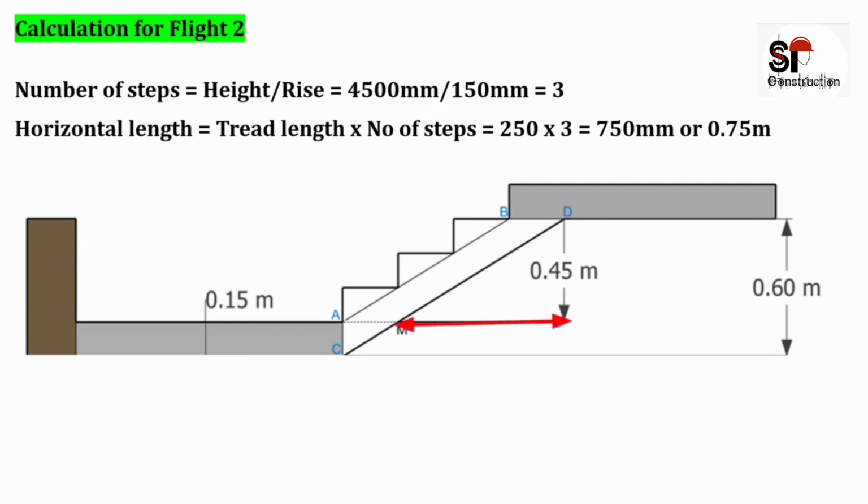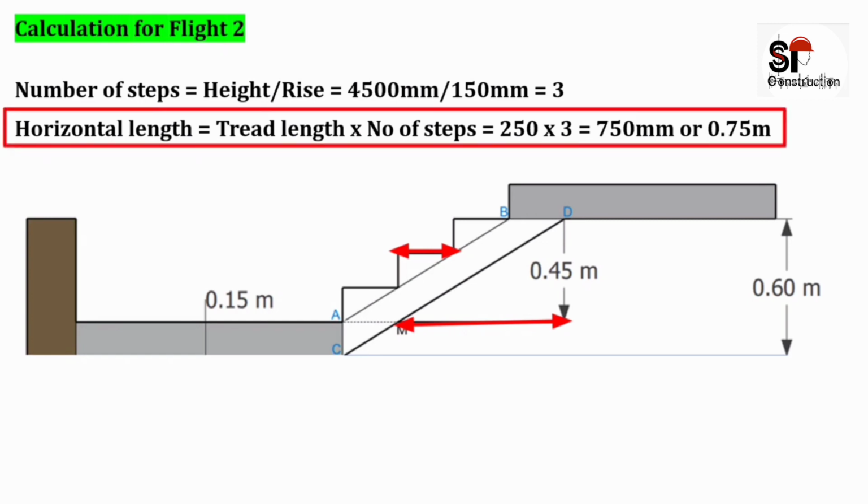This horizontal length will be equal to tread length into number of steps. The tread length is 250 mm and number of steps equal to 3. So on substituting these values, the horizontal length will be equal to 0.75 meter or 750 mm.